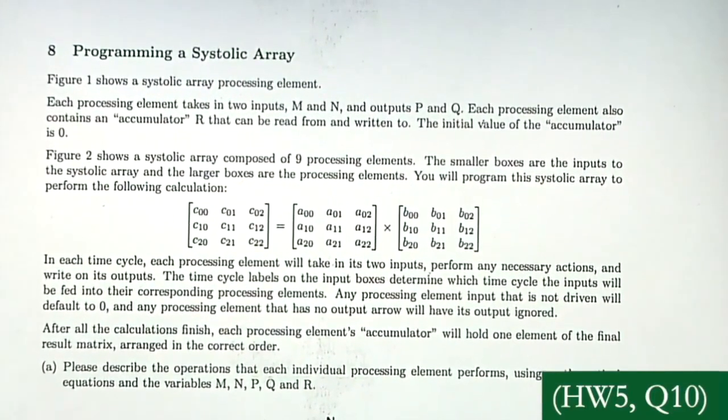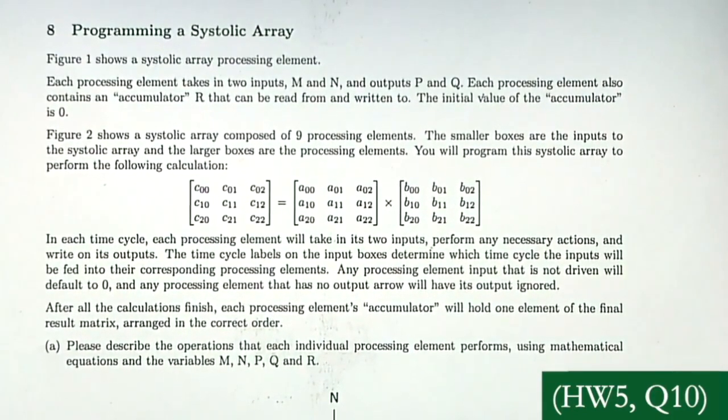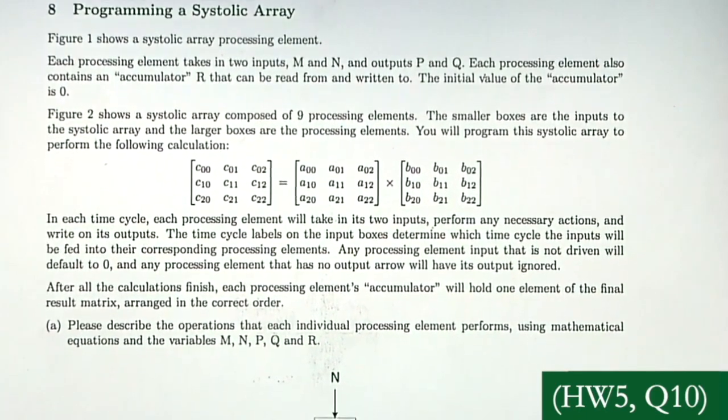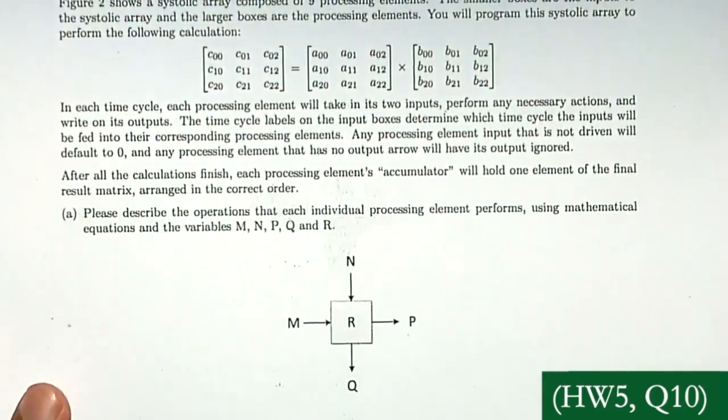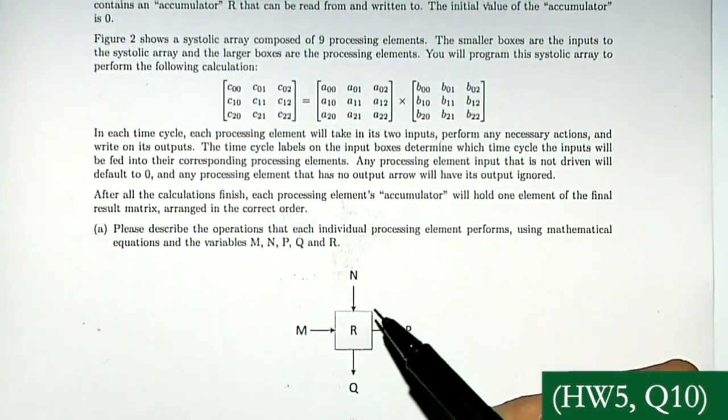Let's see. Okay, so this problem deals with a couple of figures here. Figure 1 shows a systolic processing element, right? And so figure 1 is this guy here. And so this is one processing element.